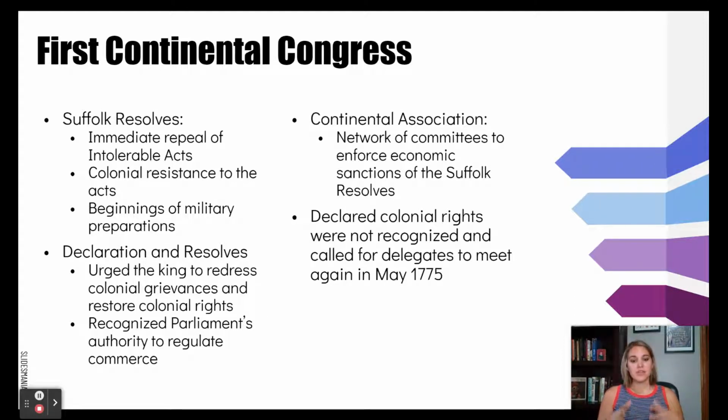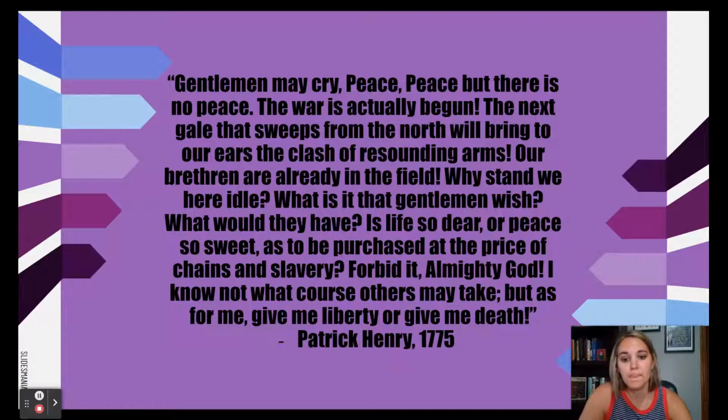They also begin an association, a group of committees to enforce the economic sanctions, the ban on trade. The colonies are going to call for a ban on trade against Britain. And they're going to declare that colonial rights were not recognized, and they want the delegates to meet again in May of 1775. So here's where we see the famous quote by Patrick Henry. "Gentlemen may cry peace, peace, but there is no peace. The war is actually begun."